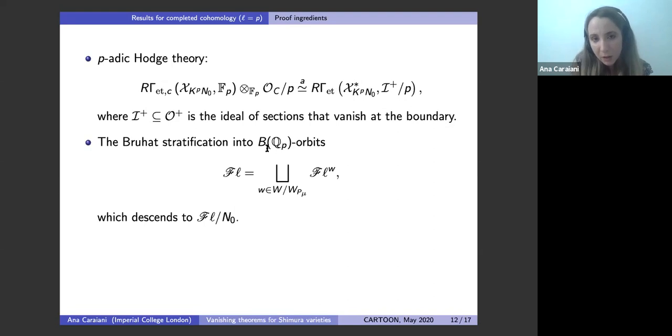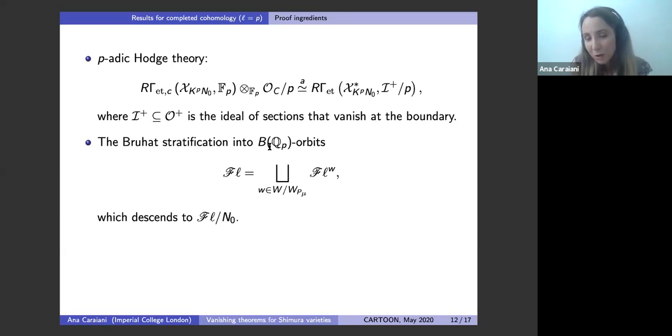But then another ingredient has to do with the geometry of the flag variety. And you have to consider a decomposition of this flag variety into what are called Bruhat or Schubert cells, where you consider decomposition into B(Q_p) orbits, and then you get locally closed cells that are indexed by certain elements that are cosets of the Weyl group of G. And because I'm considering here B(Q_p) orbits, this stratification descends to the quotient of this flag variety by N0.